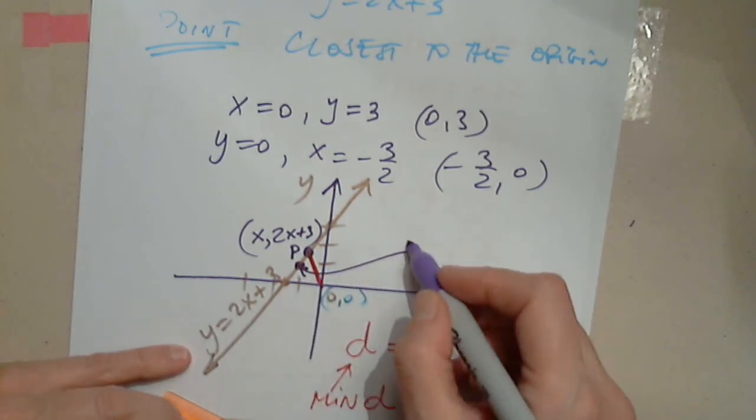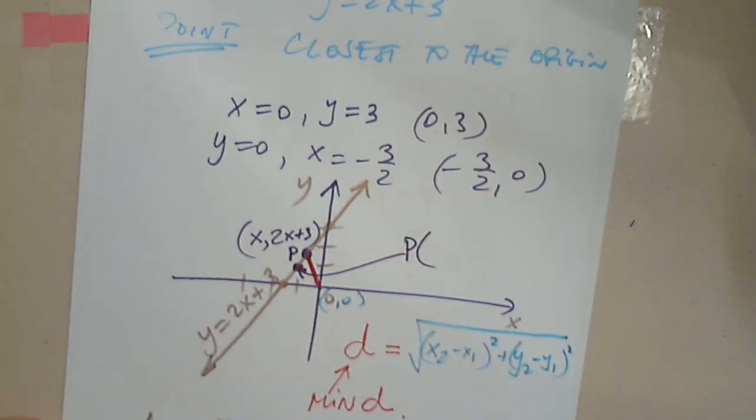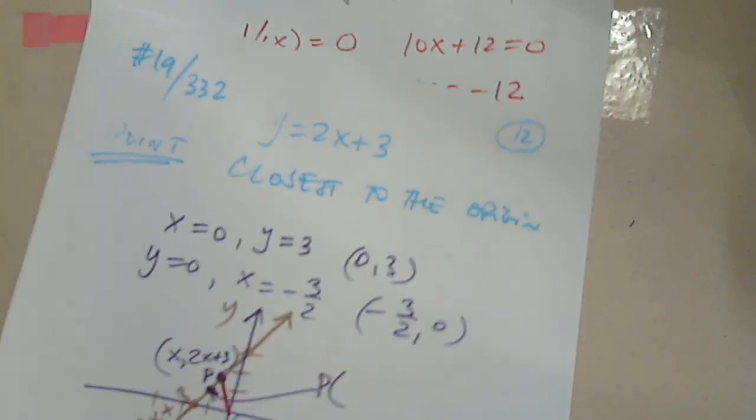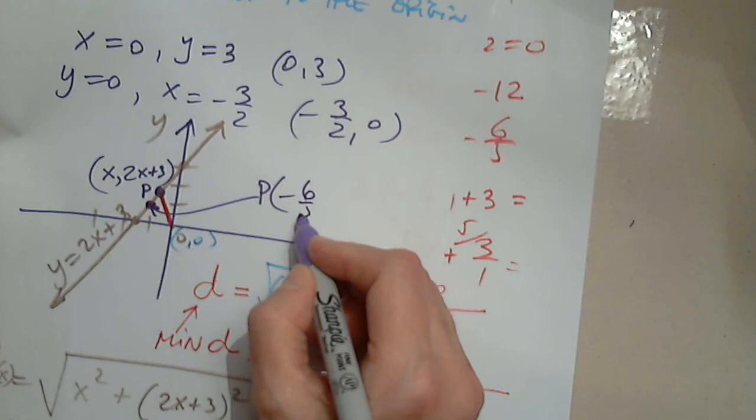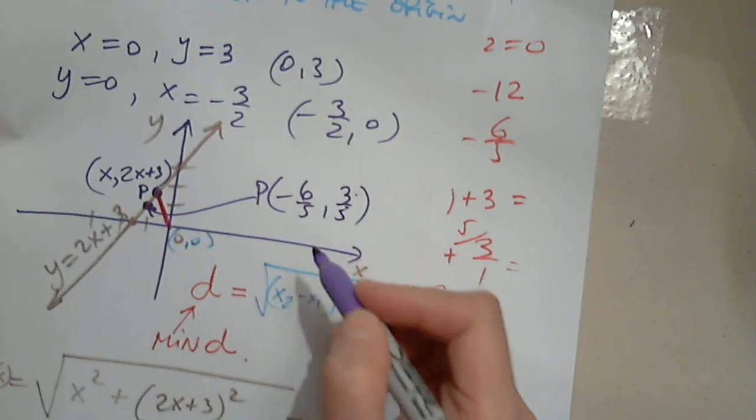I'm going to say that this is the point and the distance is the shortest, which we knew, but we had to determine it. So this is -6/5, 3/5.